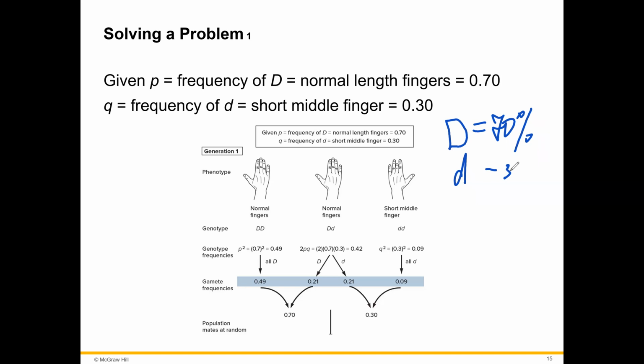Now look. In a population, we will have people who are homozygous dominant, homozygous recessive, and heterozygous. Both the homozygous dominant and the heterozygous have normal fingers. You cannot see the genotype; you're just going to see that people have normal fingers or short fingers. But now you're going to calculate the genotype frequency. For big D big D, you take this P and square it. So 0.7 squared gives you 0.49.